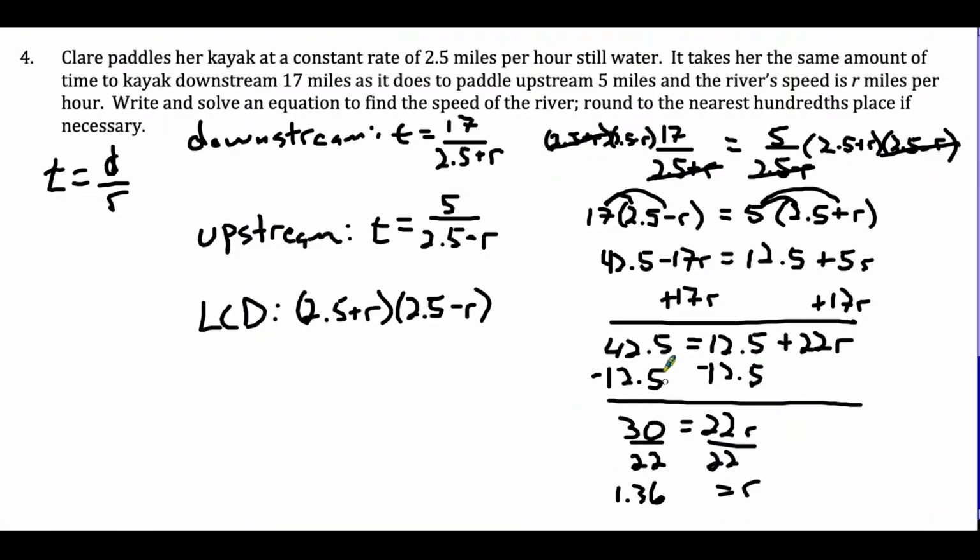Now, we should include the units for this rate. So this would be in miles per hour, right? 1.36 miles per hour is how fast this river is going.